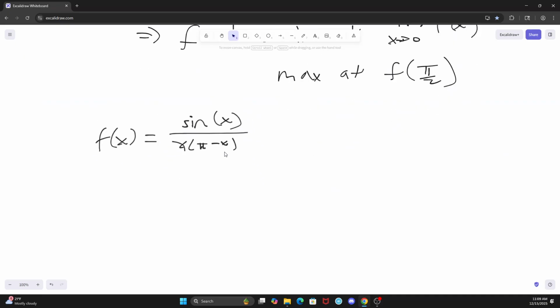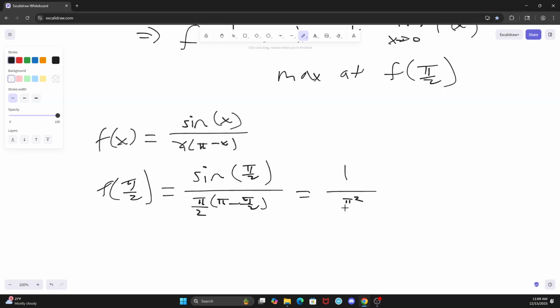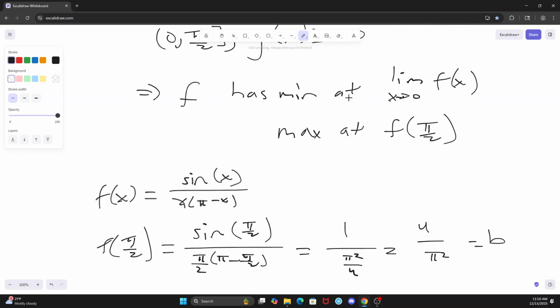So at pi over 2, f of pi over 2 is sine of pi over 2 over pi over 2 times pi minus pi over 2. So this is 1 over pi squared over 4, which is just 4 over pi squared. And so this is what b is. That's equal to b, that's its upper bound.